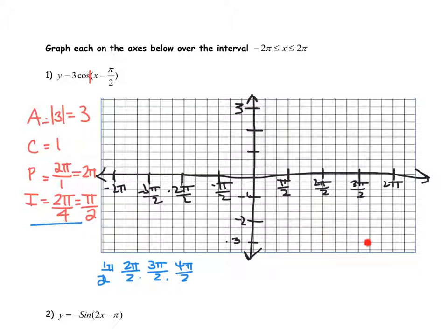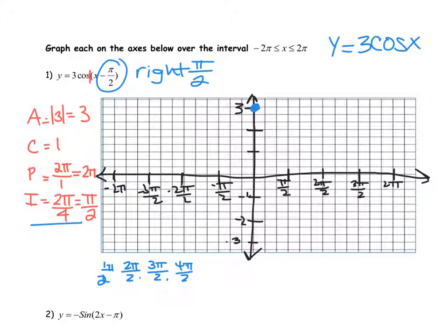down, up, right? But we have a horizontal shift. So this horizontal shift tells us we are going to start over to the right pi over 2. So this is as simple as it gets. Instead of starting my graph here, if it were y equals 3 cos x, we would start up here. Because I have this right pi over 2, I'm literally going to take this point and we're actually going to start here instead.